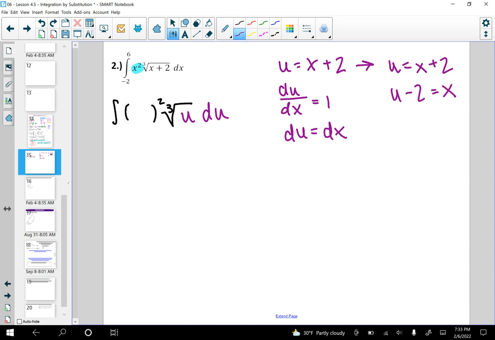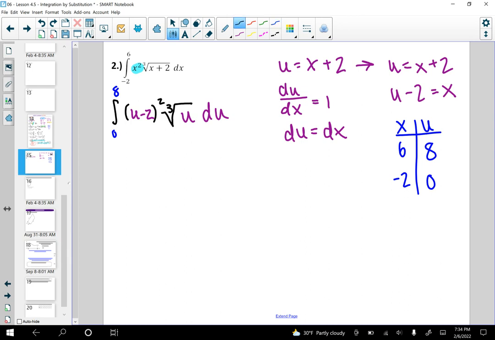Since x is the same as u minus 2, and it's being squared, now I have my whole integrand in terms of u. Don't forget to change your bounds. Let's do that quickly. So we have 6 and negative 2. So 6 plus 2 is 8. Negative 2 plus 2 is 0. So my new bounds would be 0 and 8.